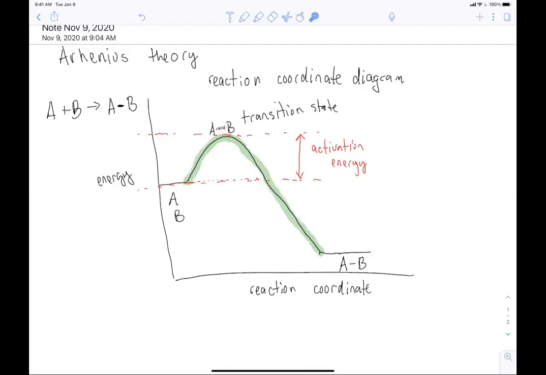And that's the same thing with these molecules. If I want to get A and B to actually form a bond, I have to push them up to the top of this hill. And so how do I describe that energetically? I just describe it as the difference in energy between the top of the hill and the bottom of the hill. And we call that the activation energy.